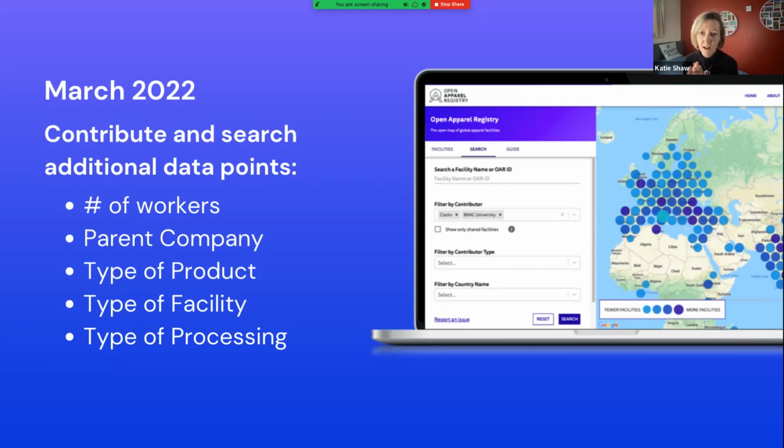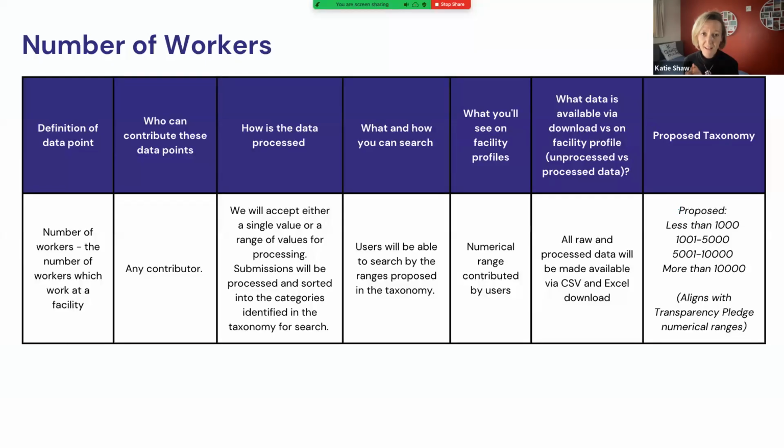And so on the next few slides, I won't dwell on these slides for ages, but I'll draw out a few key points about each of the data points. And as I say, we will be following up with this presentation deck afterwards, so you can look at this at your leisure. What we have done with number of workers is we have proposed some taxonomy, and that aligns with the Transparency Pledge.